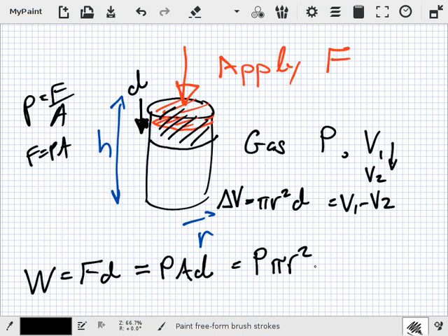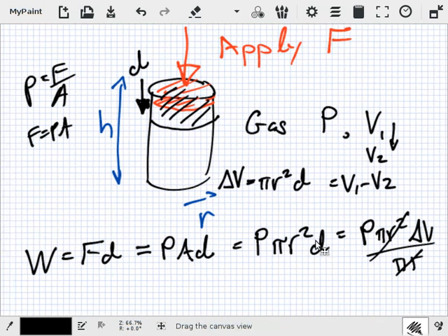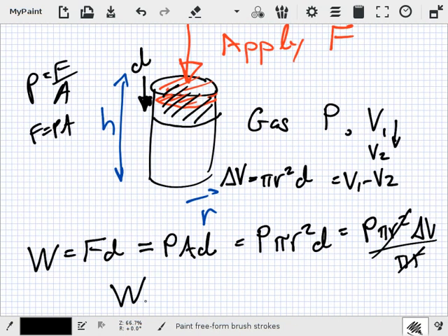So let me see, that's equal to P times pi r squared, and the D is delta V over pi r squared. So the pi r squareds cancel, and I'm left with my result. The work done is equal to the pressure times the change in the volume.